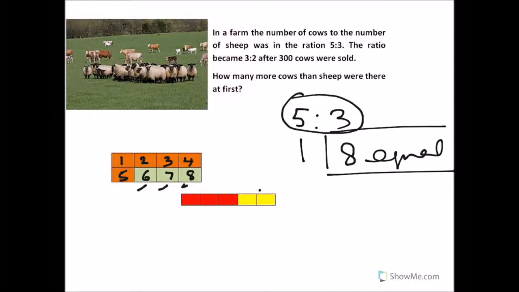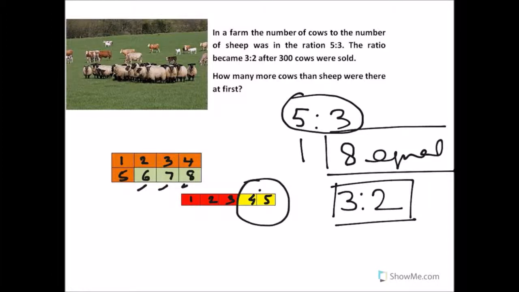Now after 300 cows were sold, the ratio became 3:2. So now what have they done? They have divided the total cows and sheep now left in the farm into 5 equal parts. Out of these 5 equal parts, 2 parts belong to the sheep and 3 parts belong to the cows. But we do not know how much is each part.